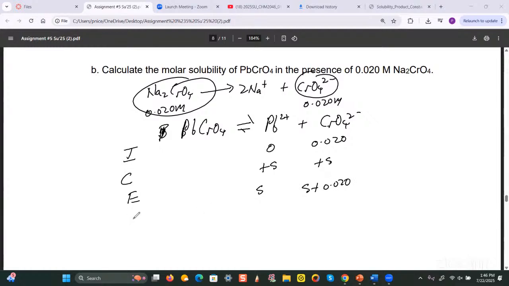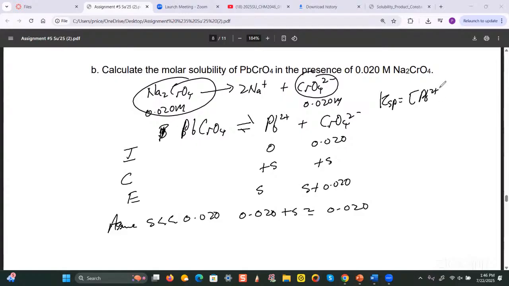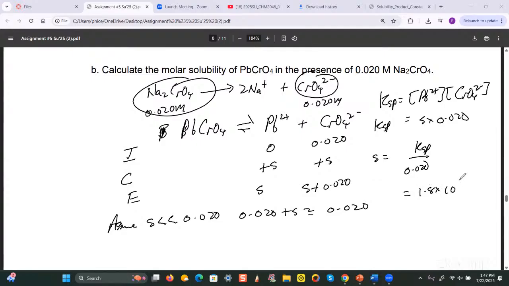Based on what we did before, because we did an example like this before, we can assume that S is much less than 0.020, so that 0.020 plus S is approximately 0.020. That means Ksp now would be equal to the concentration of Pb2+ times the concentration of the chromate, which would be S times 0.020 equals the Ksp. So S is equal to Ksp divided by 0.020. The Ksp from earlier is 1.8 times 10 to the minus 14 divided by 0.020.